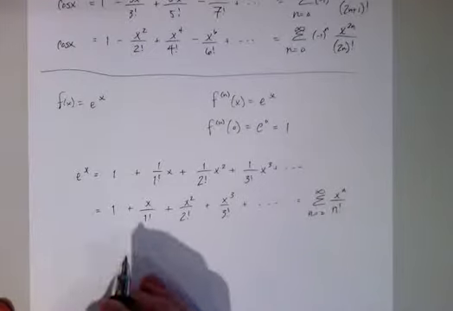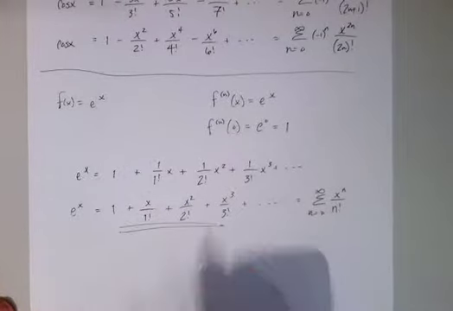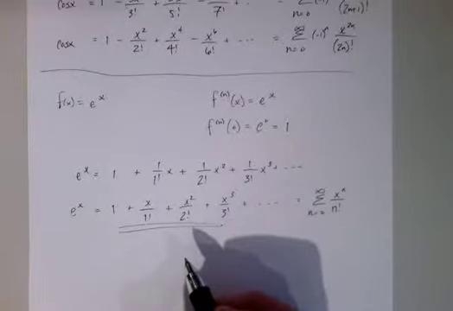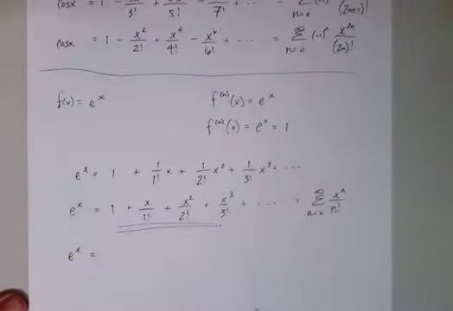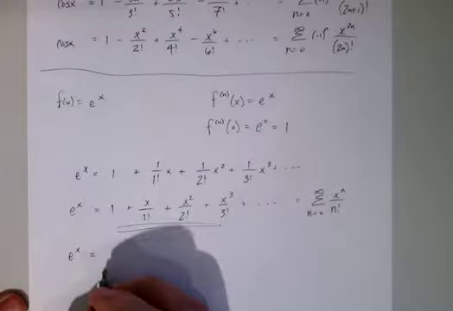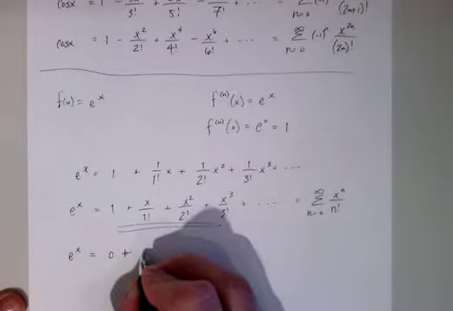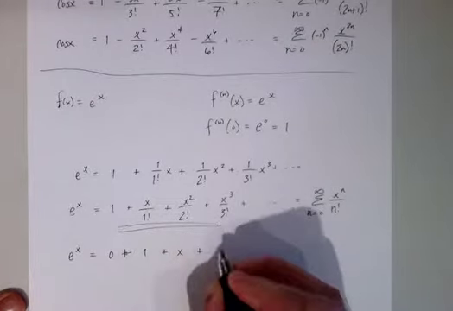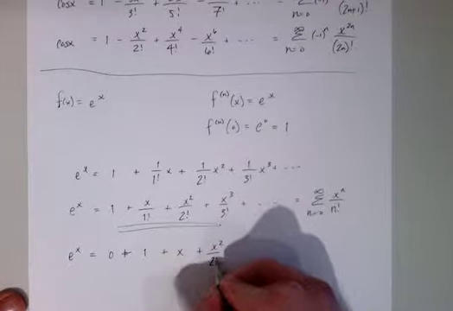Okay, well what happens if I take the derivative of both sides? Because if this is indeed e to the x, when I take the derivative, it should be functionally the same. So let's go ahead and see if it is. Let's take the derivative of the left side, and it's e to the x. Take the derivative of the right side. The derivative of 1 is 0. The derivative of x is 1. The derivative of x squared over 2 is x. The derivative of x cubed is 3x squared, so it winds up being x squared over 2 factorial.